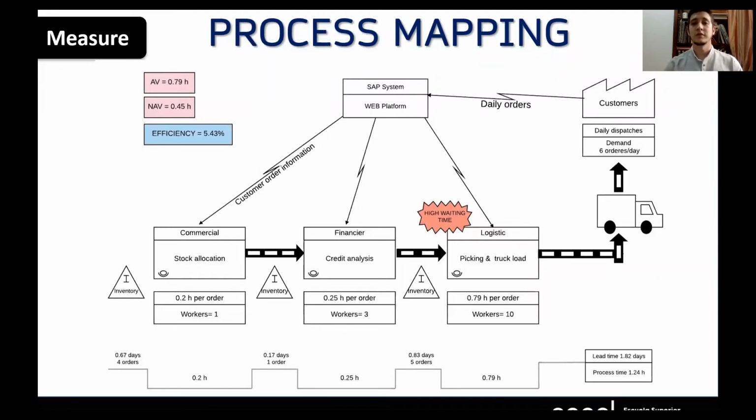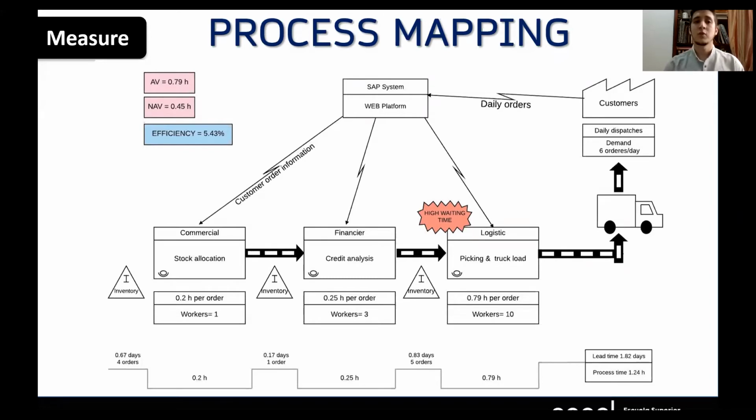In the process mapping, we have here the value stream mapping of the company. So we have here the subsystem and the web platform. The customer ordering information goes to the commercial, financial, and then to the logistic part. As we can see here, we have a high waiting time in the inventory previous to the logistic part. The time between the production and departure of the sacks is high.